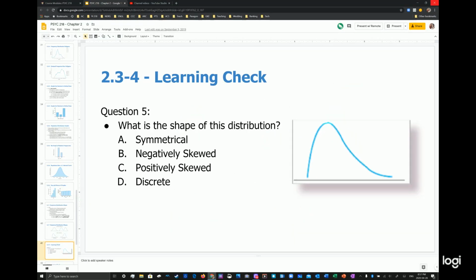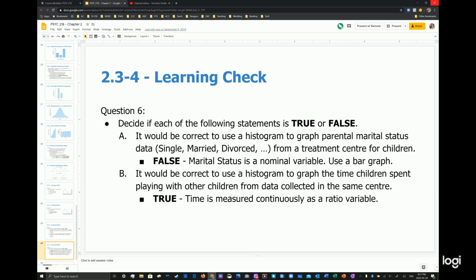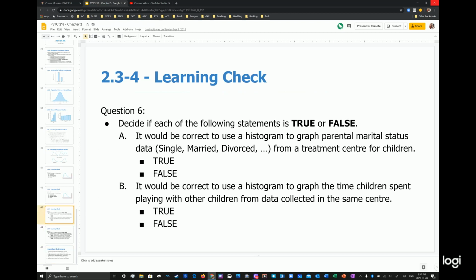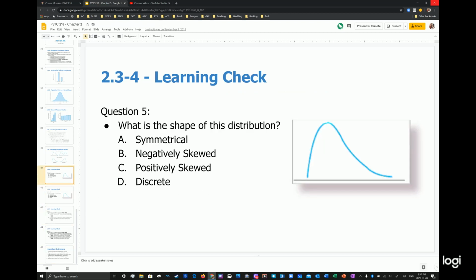So I think that's it. We're done for the day in this chapter. Yeah, so let's go with these questions. Number 5, what is the shape of this distribution?